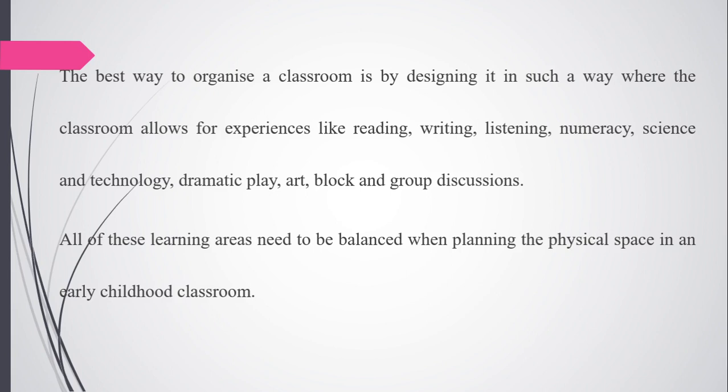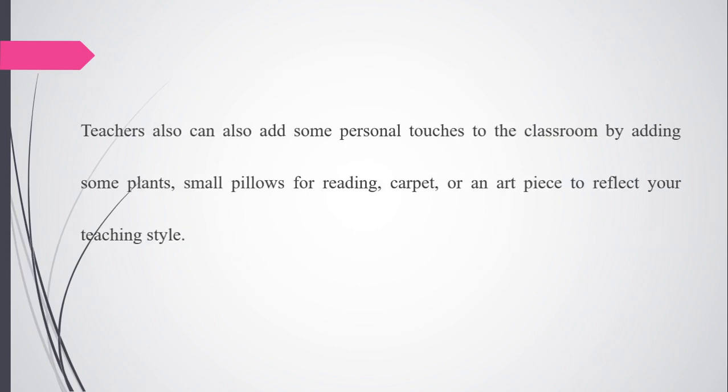The best way to organize a classroom is by designing it in such a way that it allows for experiences like reading, writing, listening, numeracy, science and technology, dramatic play, art, blocks and group discussions. All of these learning areas need to be balanced when planning the physical space in an early childhood classroom. Teachers can also add personal touches by adding plants, small pillows for reading, a carpet or an art piece that reflects your teaching style.